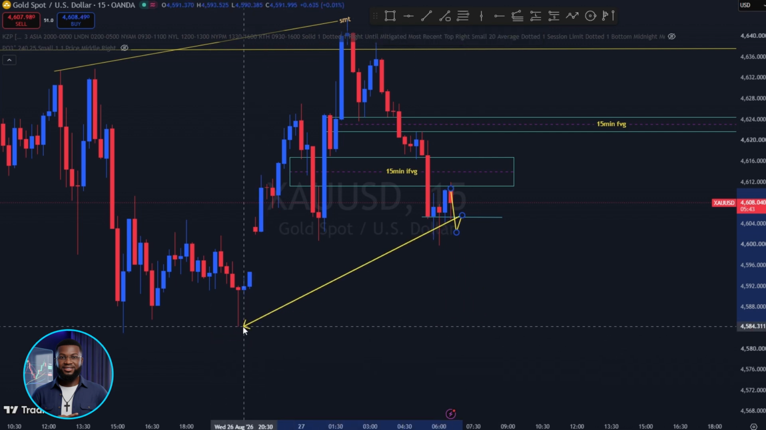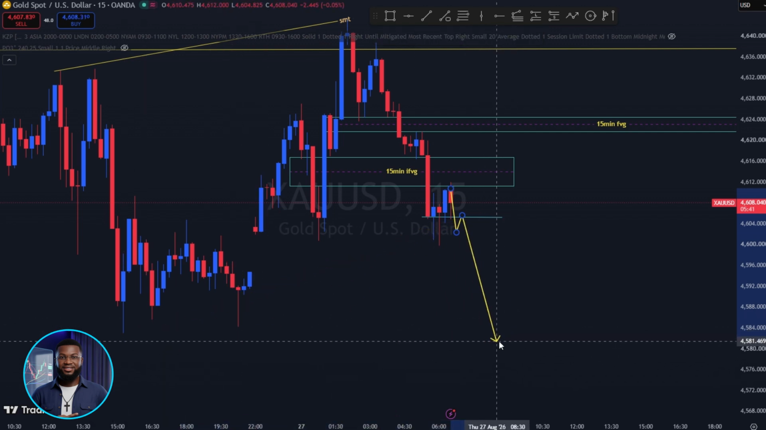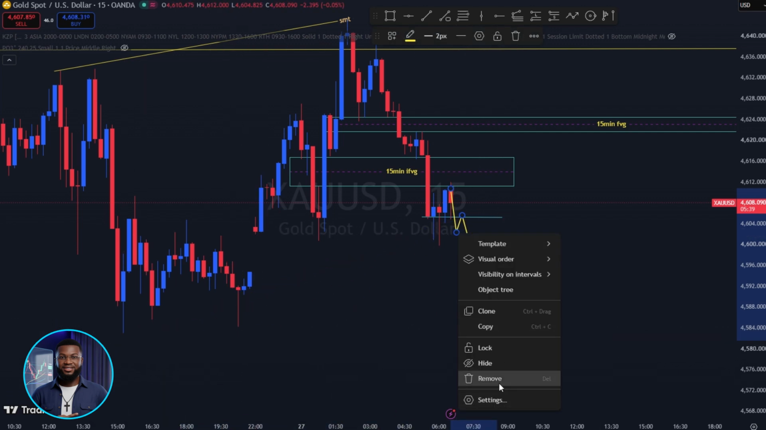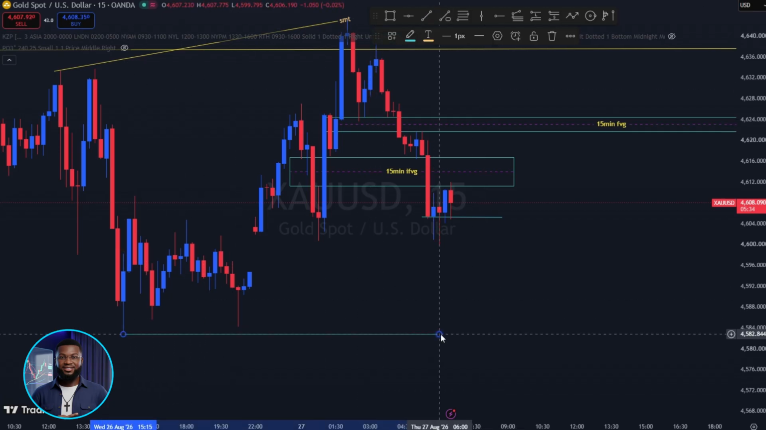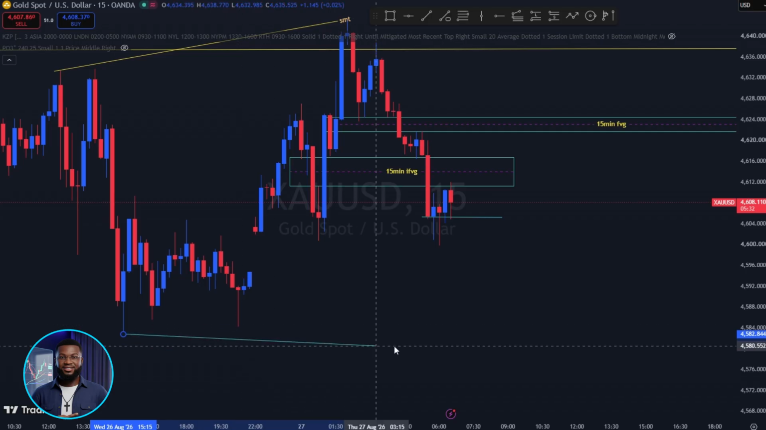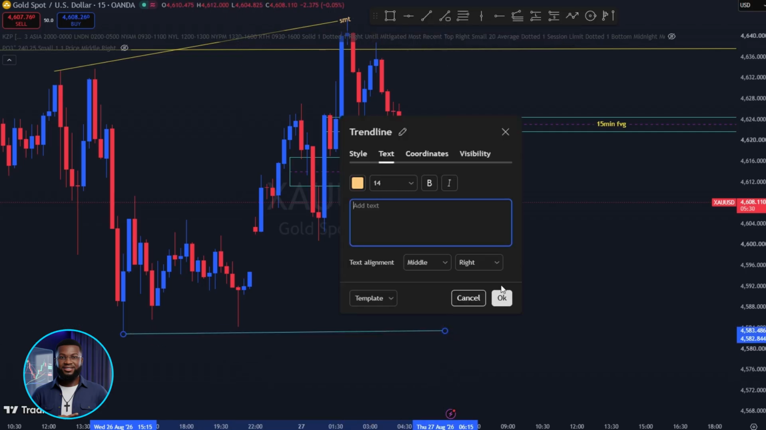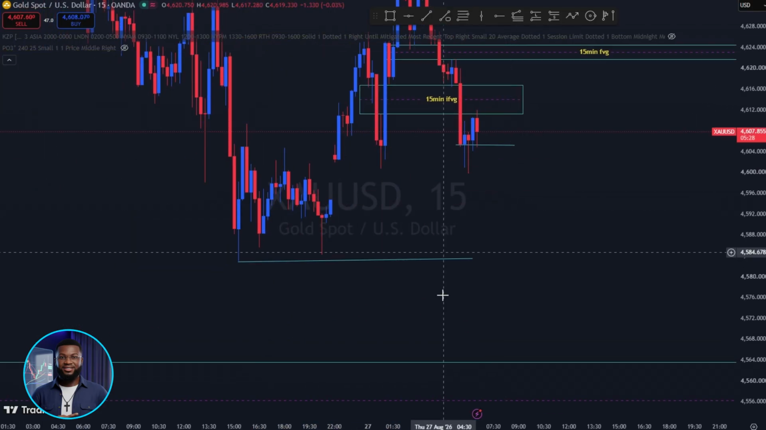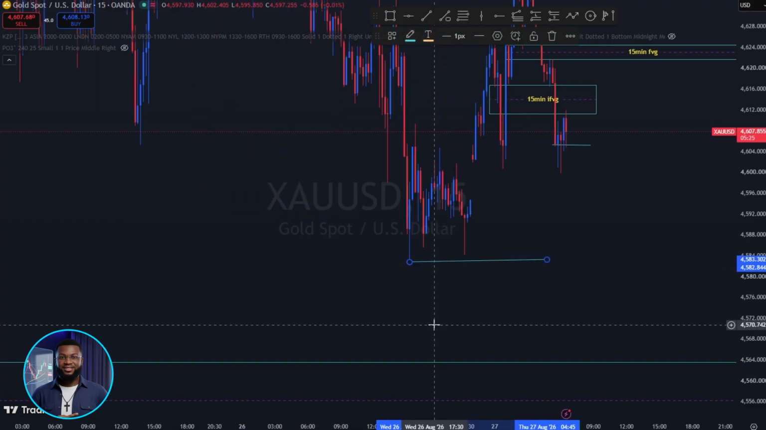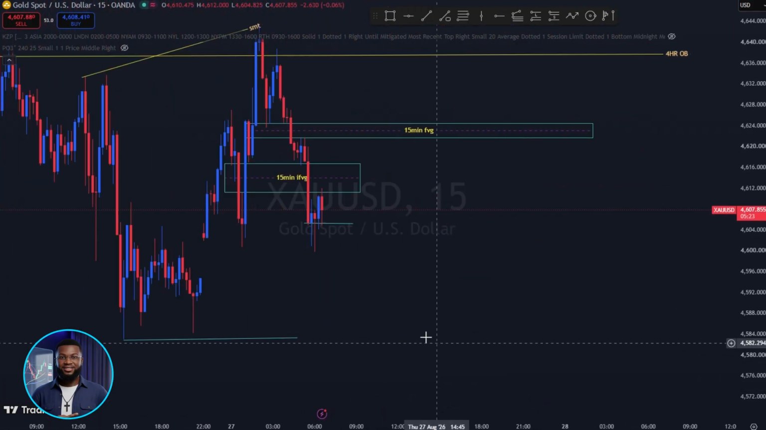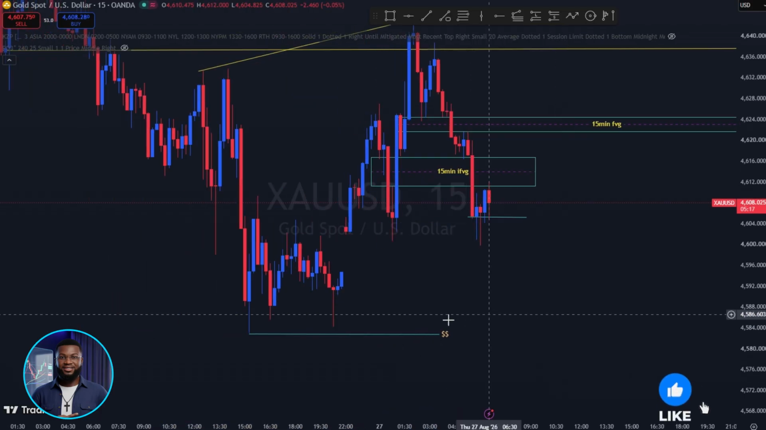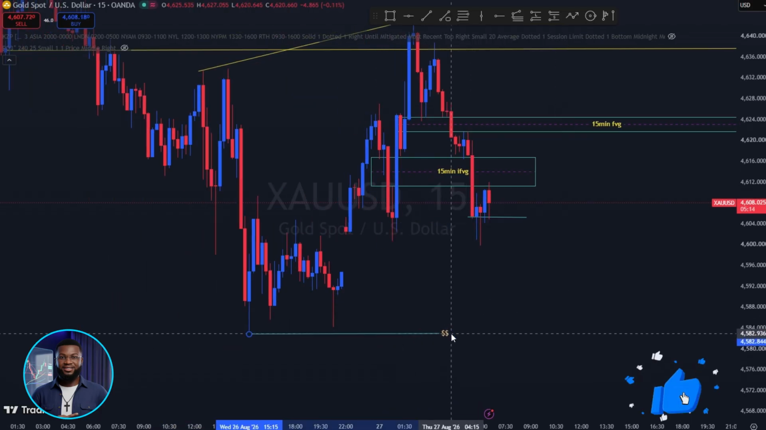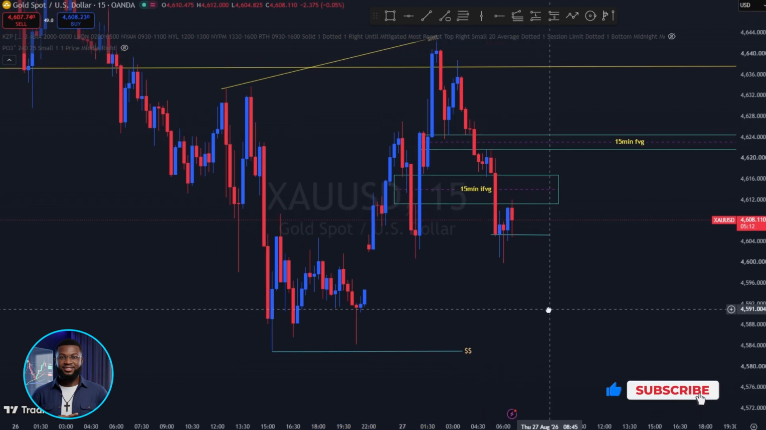So we realize that we have relative equal lows. You can see right here, relative equal low. So this is where price will be targeting, towards the lows. Now let's give this the dollar, and price wants to take the sell side liquidity.